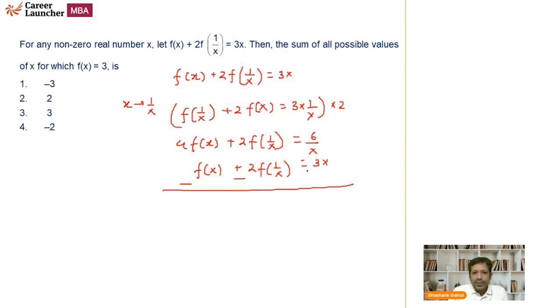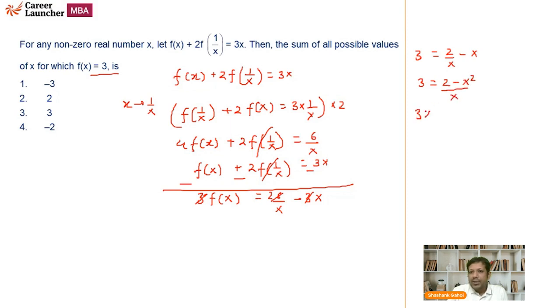Subtract. This cancels out, so I am going to get 3f(x) is equal to 6/x minus 3x. So the 3 comes out to be 2, this cancels out, and the question is saying f(x) equal to 3. Fair enough. So I'm just simply going to put f(x) equal to 3, and 3 is equal to 2/x minus x. So that is going to be 3 is equal to (2 minus x squared)/x. So I can say that 3x is equal to 2 minus x squared. So I'm going to get x squared plus 3x minus 2 equal to 0.